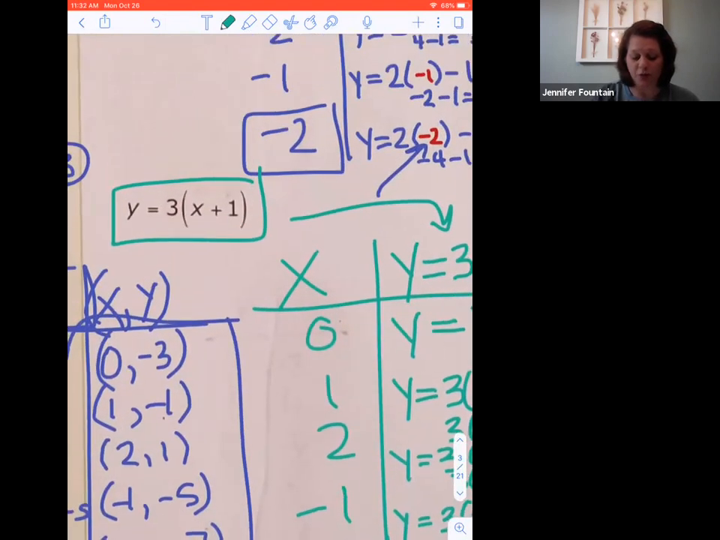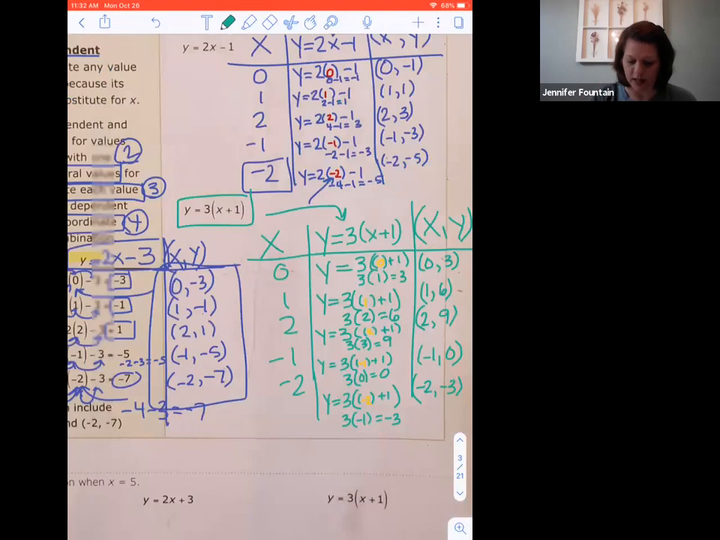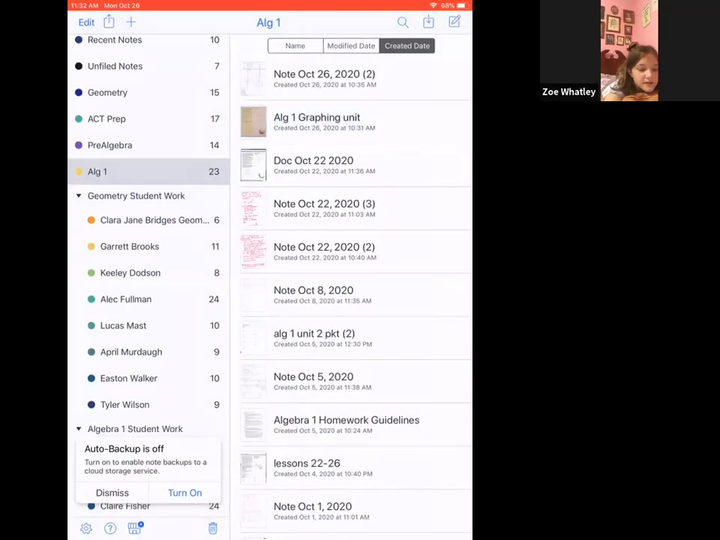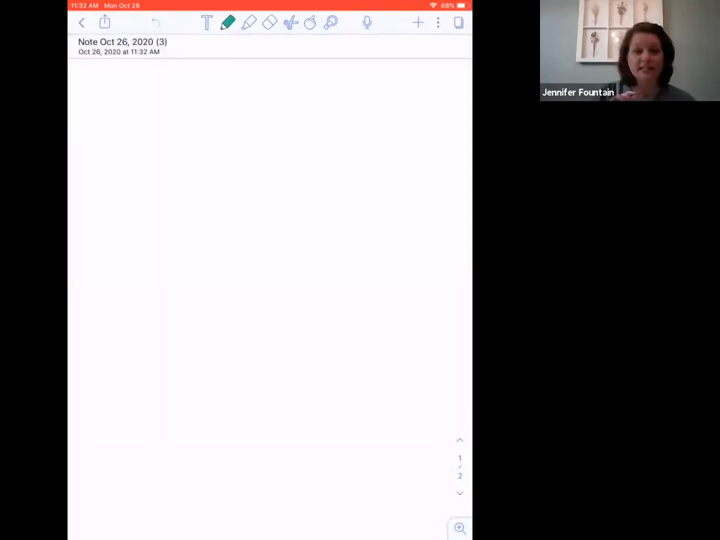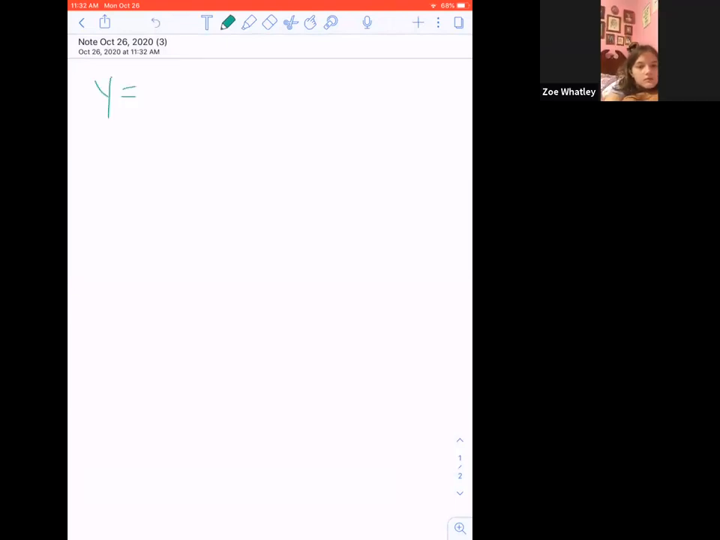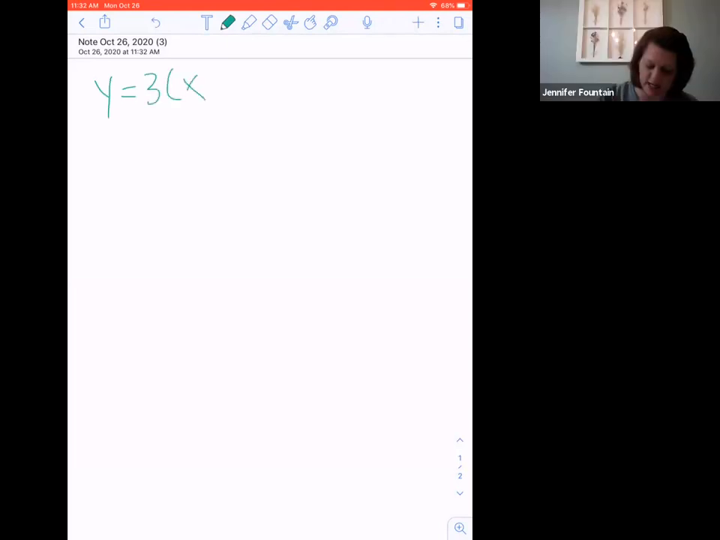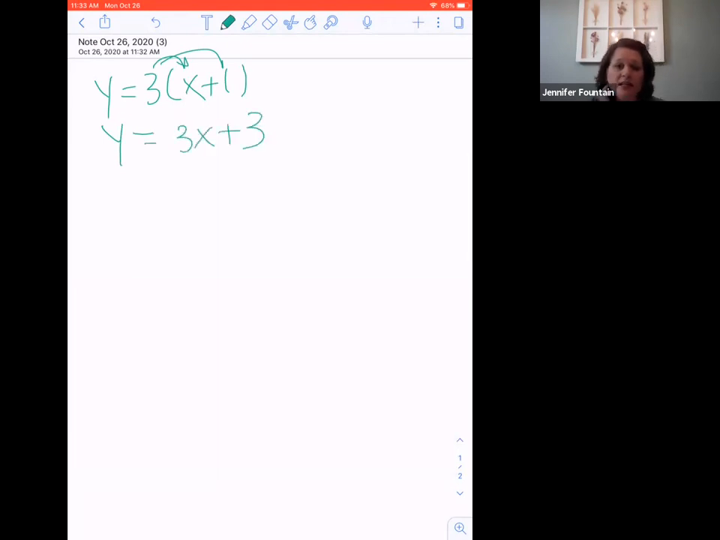If you had used the distributive property, let's look at that real quick. Actually, I might get a whole other sheet of paper to work that. So we've got y equals 3 times (x plus 1) as our equation. I did the distributive property, but I got the same answers you did. Okay, so we're going to look at it. We started out with y equals 3 times (x plus 1). Had I used the distributive property, I would have y equals 3x plus 3. Was that the equation you had, Kinsley?